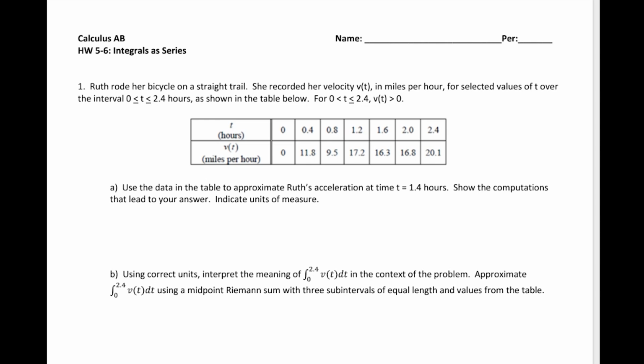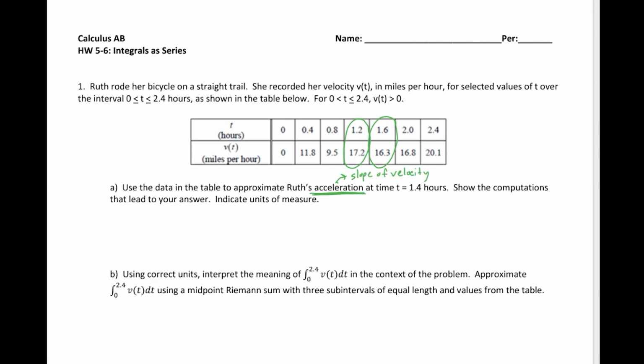So notice here that 1.4 is not in the table. So we're going to have to use the data points right around 1.4, which would be 1.2 and 1.6. So 1.4 would be right in between there, right? And we're trying to find her acceleration, which is the derivative of velocity. So acceleration is the slope of velocity.